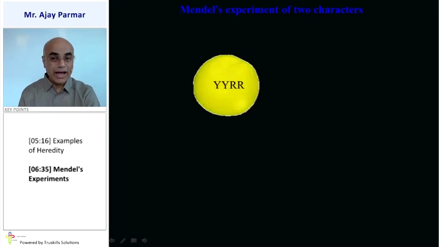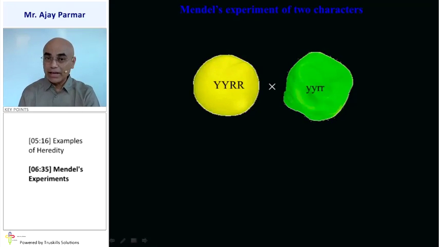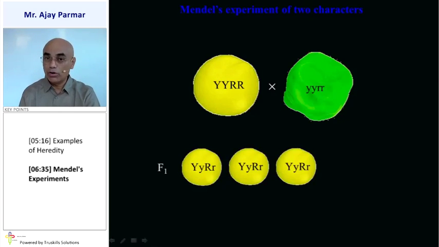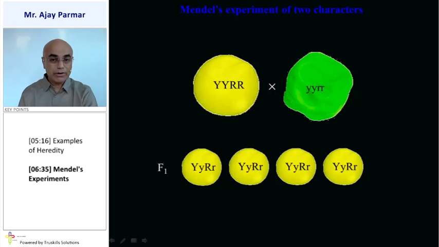When a yellow round seeded plant is crossbred with a green wrinkled seeded plant, then what do we obtain in the F1 generation? We always obtain a yellow round seeded plant. So what we are going to get is a yellow round seeded plant in the case of the F1 generation.